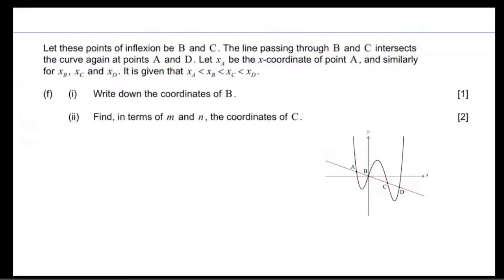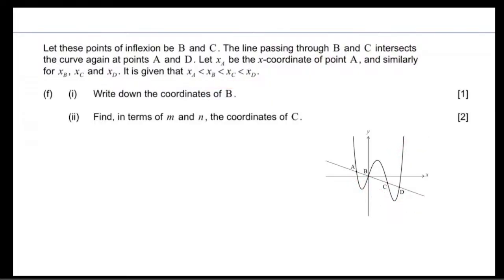Okay, let xa be the x coordinate of A, and similarly xb, xc, xd are the x coordinates of B, C and D respectively. It is given that xa is less than xb, is less than xc, is less than xd. So they are in order. See, the one on the left is smallest, then greater, then greater, then greater. So that is the order between them, which is given in this figure also, right?